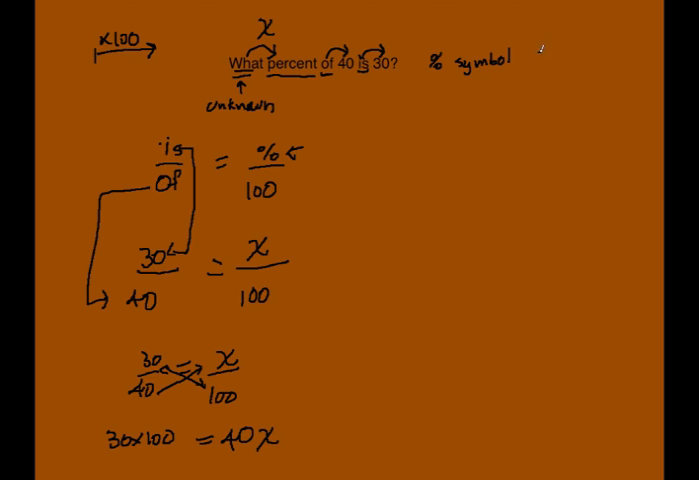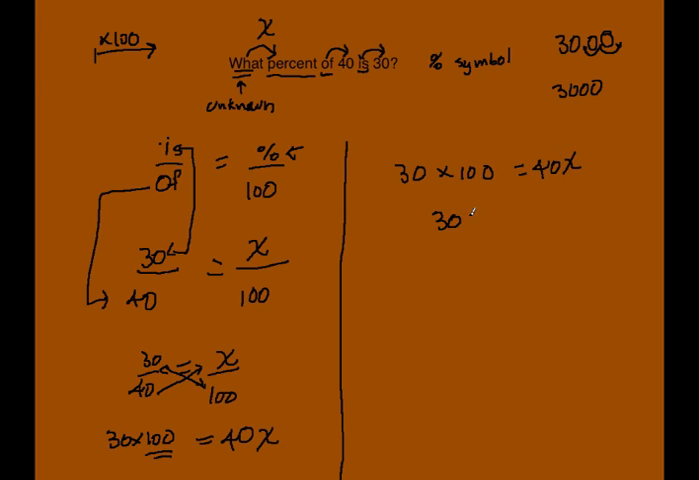Now 30 times 100. When we multiply by 100, like I said, we're going to move the decimal 2 times to the right. So there's no decimal point here. We always assume the decimal point is to the right of the number, and we're moving it 2 times to the right. 1, 2. And any empty spot, we fill it in with 0. So 30 times 100 gives me 3,000. Therefore, 30 times 100 equals to 40x. 30 times 100 gives me 3,000 equals to 40x.